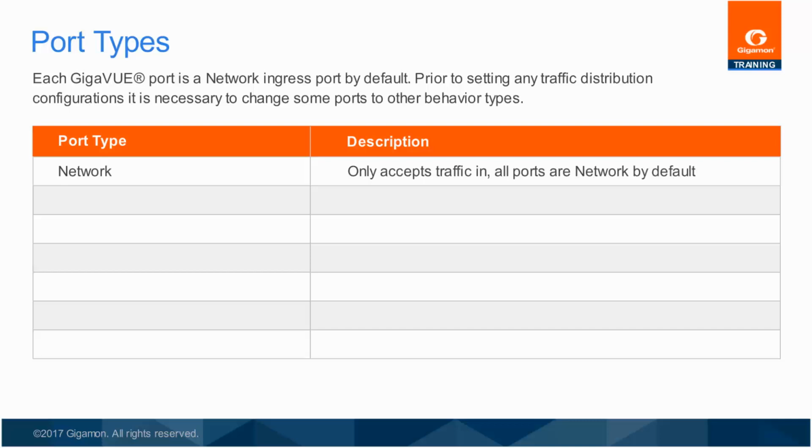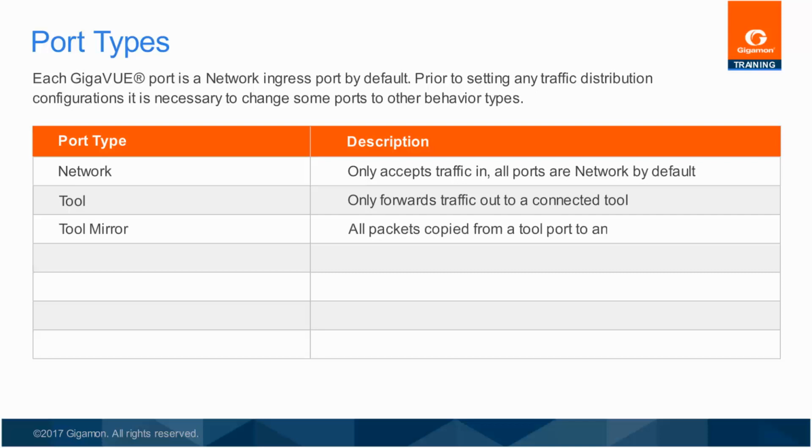The default state for all ports is to receive ingress traffic from switch span or mirror ports or from taps. Network ports only receive traffic and never transmit. The second port type is tool. A port which only sends traffic out is designated as a tool port. And as the name tool port indicates, this is where aggregated, filtered, and/or replicated traffic is forwarded out for tools to analyze that traffic. Any traffic received from an external source will be discarded by a tool port.